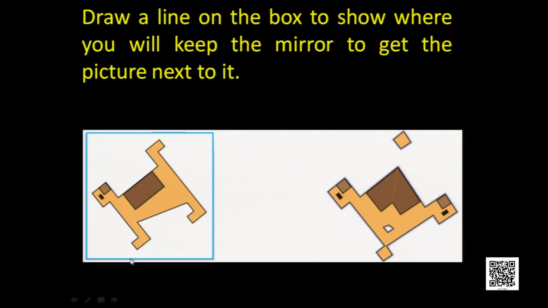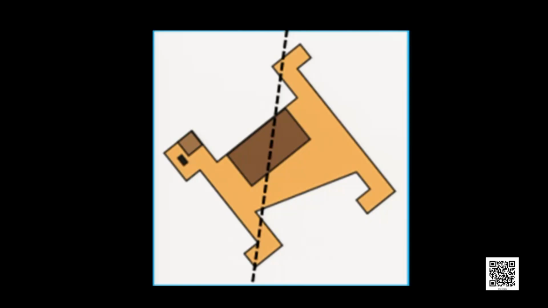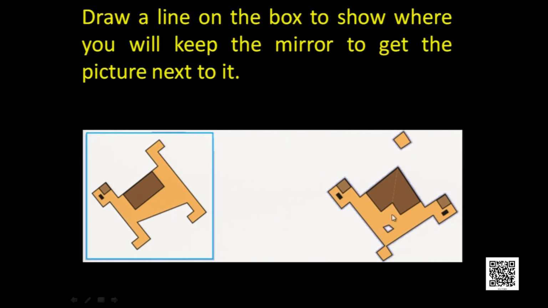You see, like this, we have to draw the dotted line where we have to keep the mirror, so that I will get the image in the right side like this. This one there.